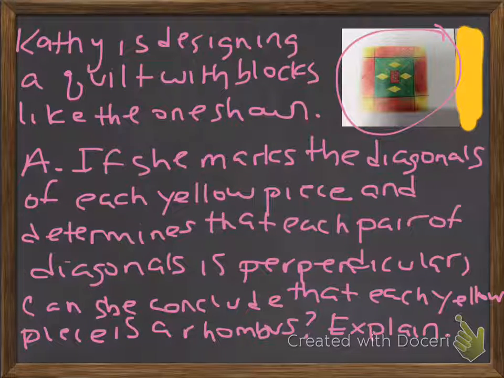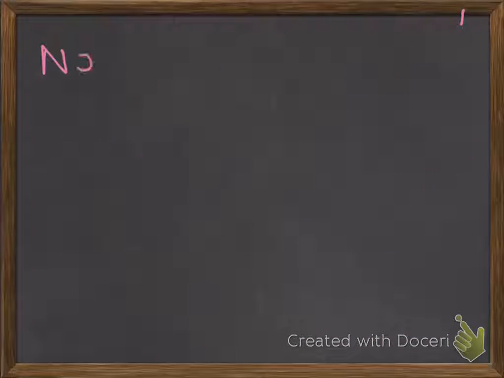This is a little bit of a trick question because, yes, if the diagonals are perpendicular, then it's a rhombus, but the figure needs to be a parallelogram first. So if she just marks that the diagonals are perpendicular, she technically can't say that it's a rhombus because she needs to prove that first they're a parallelogram.